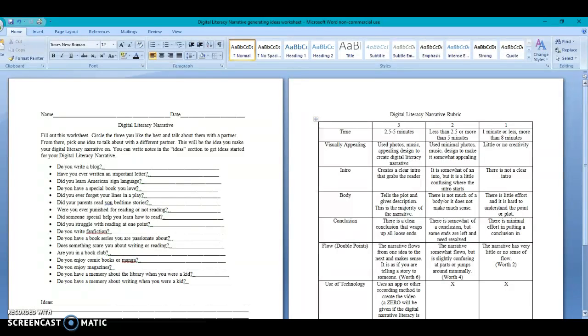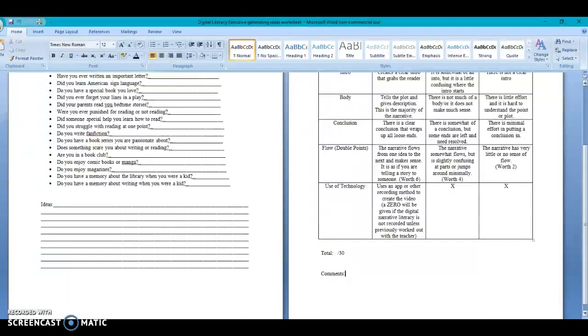The flow is going to be worth double points. So on the rubric, if you think it is worth 3, it's actually worth 6 points, then 4, then 2. So here is what's very important: you want to make sure it makes sense. So just talk as you would be telling somebody a story. So instead of just jumping around, jumping from picture to picture, I want you to talk and act as if you were telling somebody else your story. And then you'll make sure to use technology. So this will be out of 30 points.